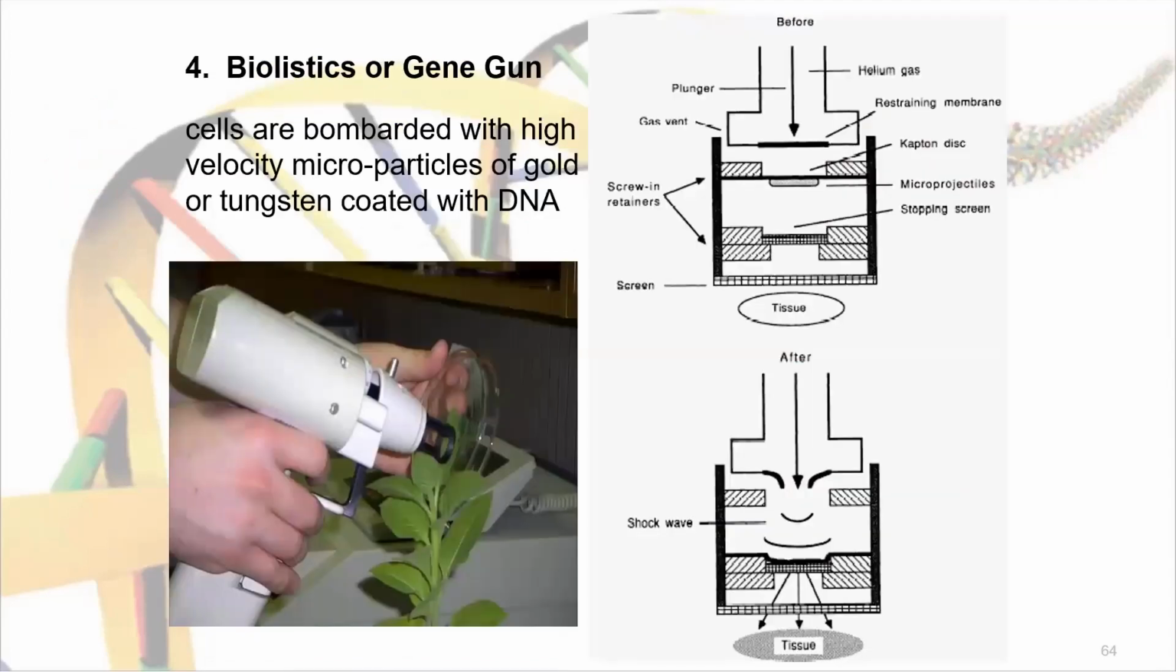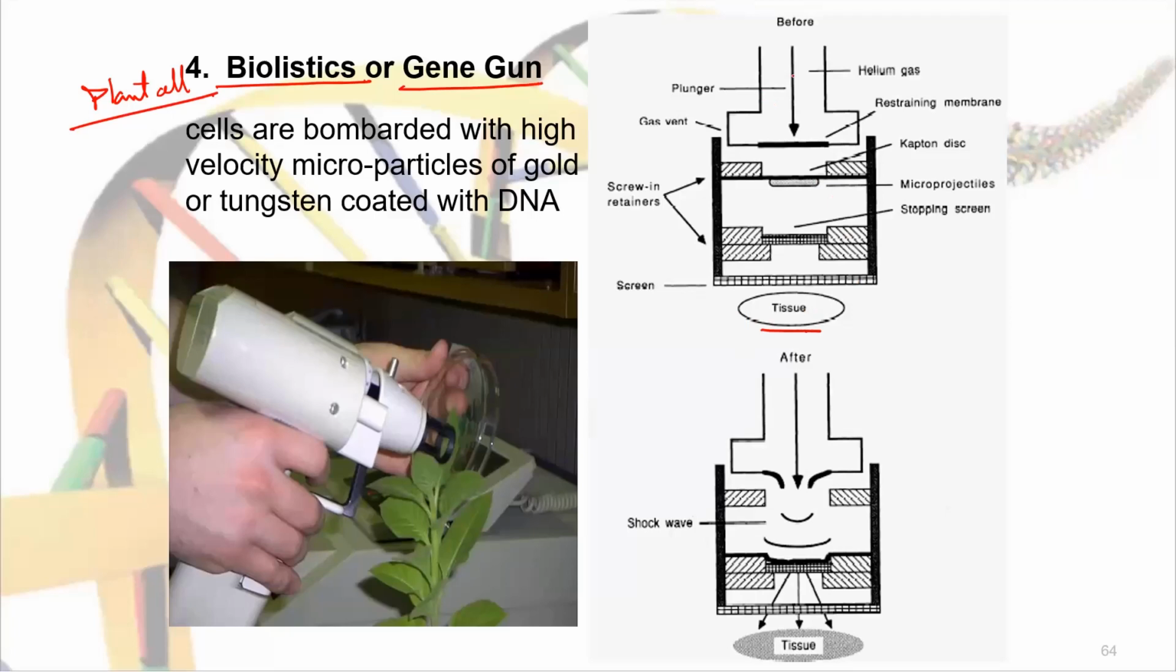Third is known as the gene gun method or biolistic method. This is basically done for plant cells. Now, what happens? Look at the principle of the instrumentation. You see here, you have the tissue. You can see the tissue is kept at one place.